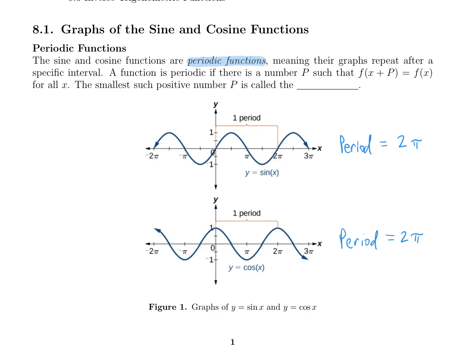They use the letter P to denote the period. The smallest such positive number P is called the period. Okay, very good. Let's move on to the next.